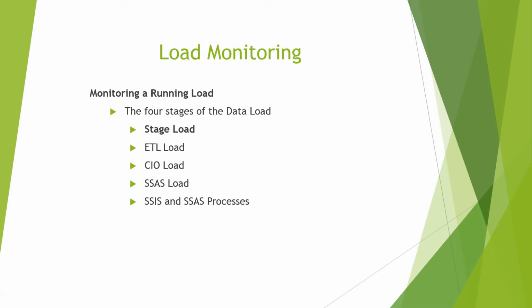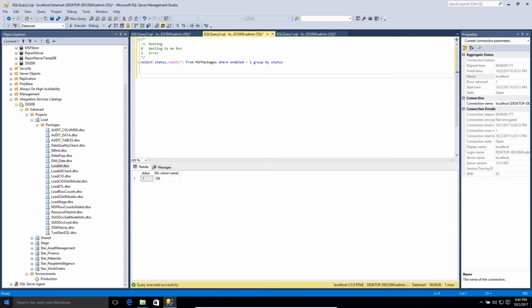The stage load involves transferring data from the Ellipse database into the DataMart database. This is a straight copy of this data and no transformations happen during this stage. This query can be used to monitor the stage load's running jobs. Each table transferred from Ellipse into the DataMart database is done using one SSIS package. The configuration for these packages is contained in the MSFPackages table.